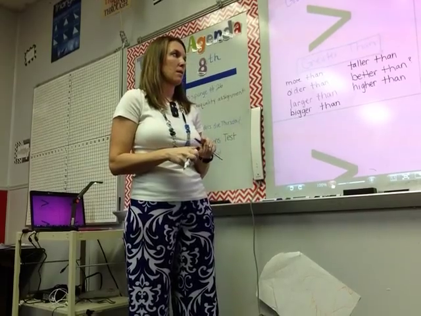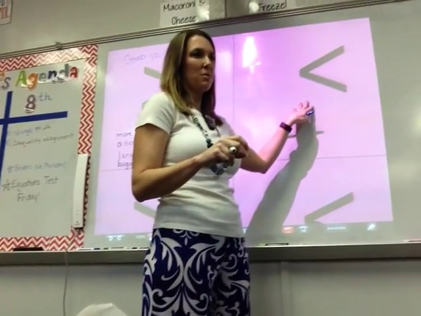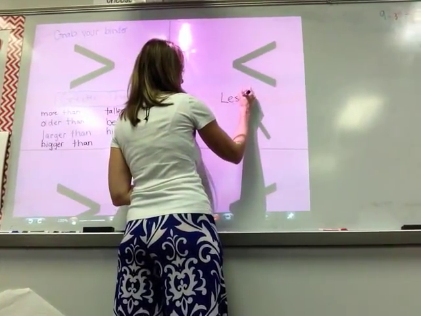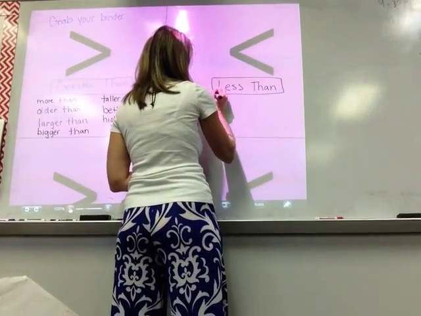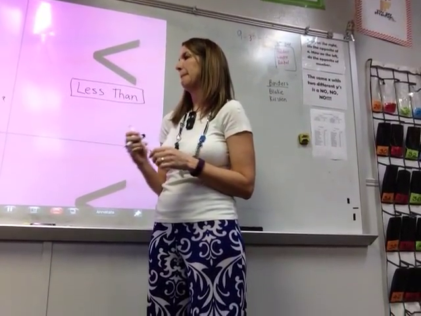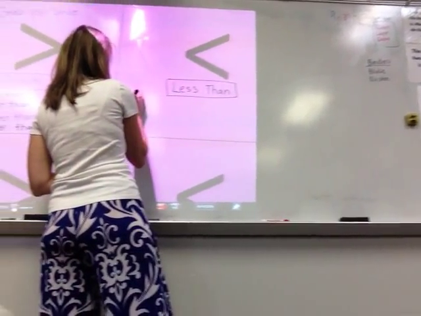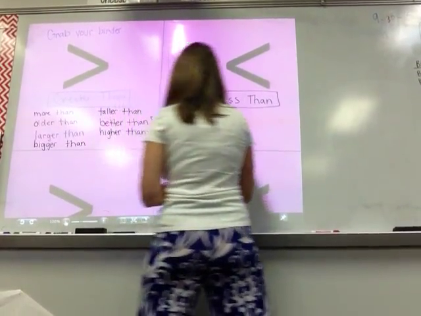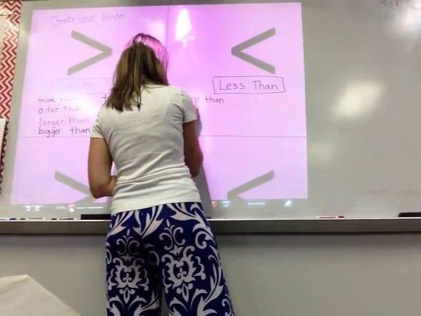Okay. All right. So let's move on to the symbol over here. David, what would you call this symbol over here? Less than. This is our less than. I'm going to put a box around it because that's the main name, but there's going to be some other words that could mean the same thing. Smaller than? All right. Clayton. Younger than. Younger than. Good. Dylan. Shorter than. That would work.